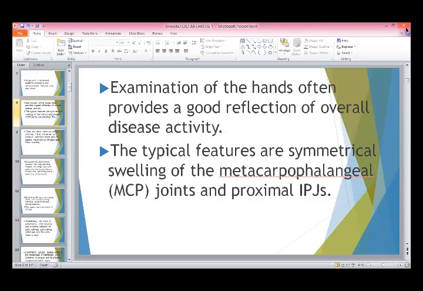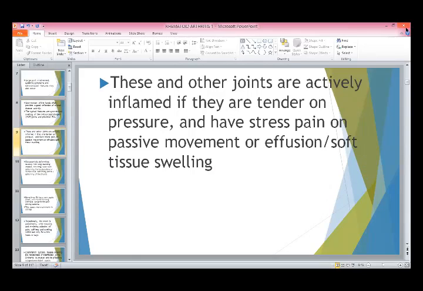The typical features are symmetrical swelling of the metacarpophalangeal joints and proximal interphalangeal joints. The classical presentation is involvement of the proximal interphalangeal joints and metacarpophalangeal joints. These and other joints are actively inflamed if they are tender on pressure and have stress pain on passive movement, or effusion or soft tissue swelling.